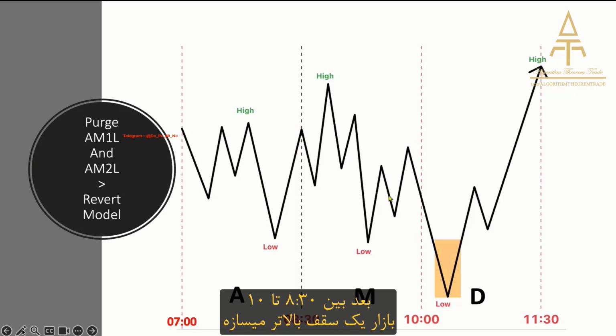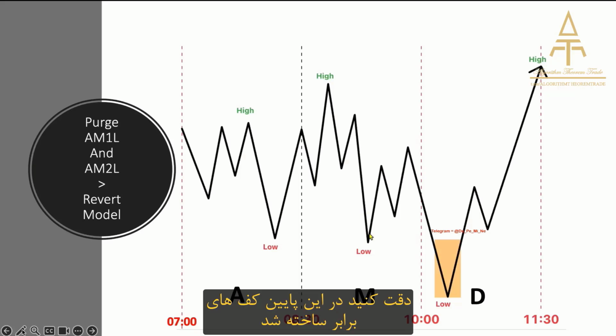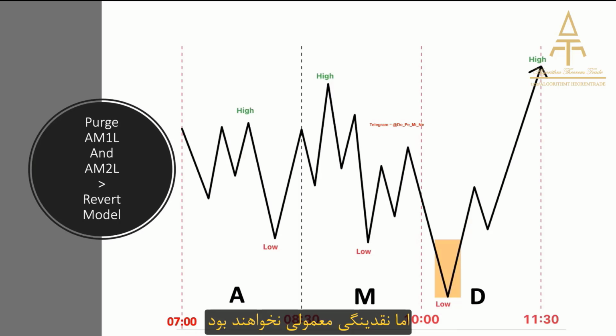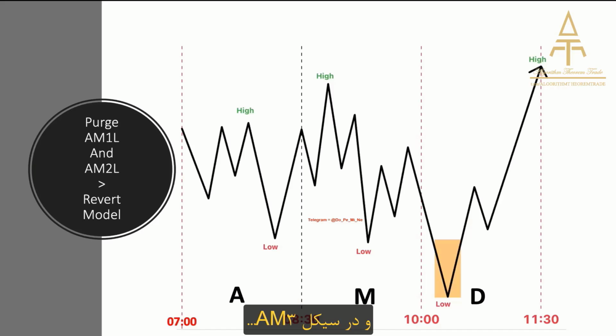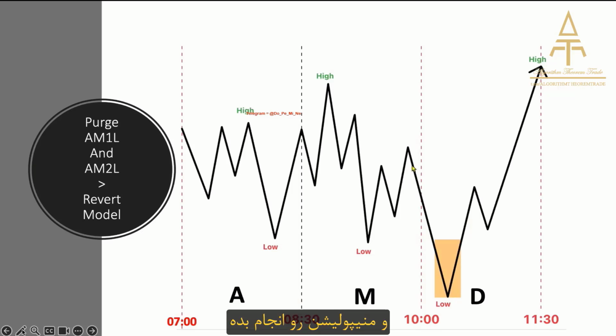Then during 8:30 to 10 the market creates a higher high relative to the previous cycle's high, and it then falls lower. But notice that equal lows are being engineered right here. This is the engineering of sell-side liquidity, but not just any sell-side liquidity. No, it's engineering of 2 cycles worth of liquidity. So during the final AM cycle, during the third AM cycle, 10 to 11:30, there's a significant reference point and liquidity point that can be targeted for manipulation purposes.